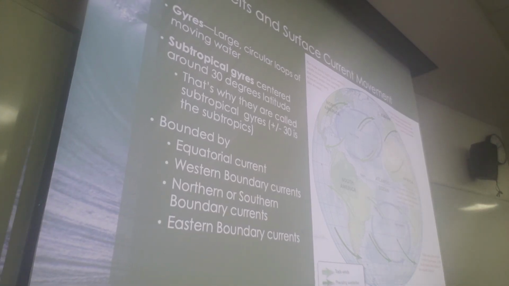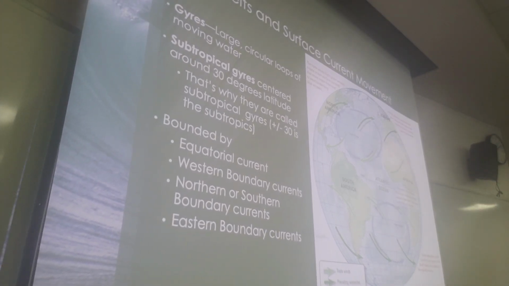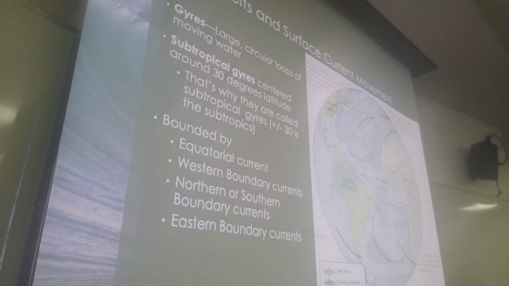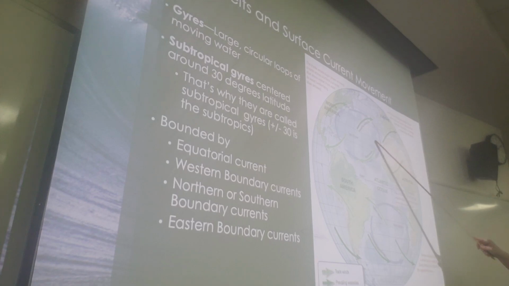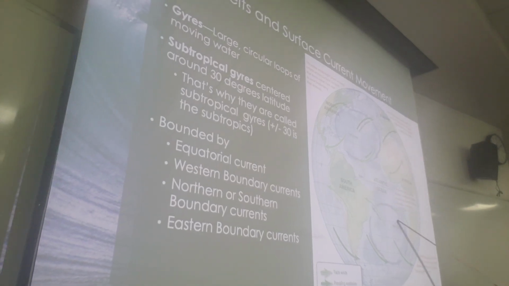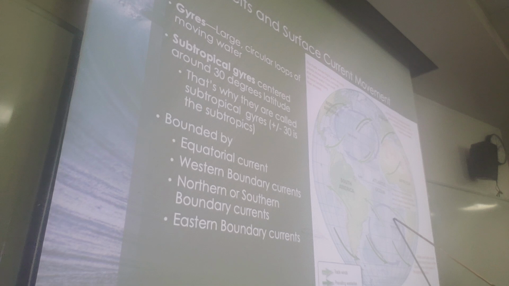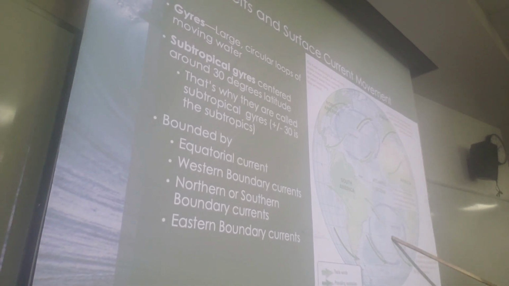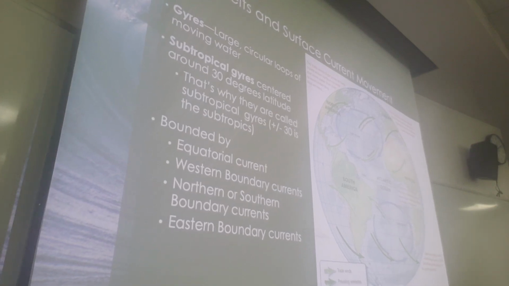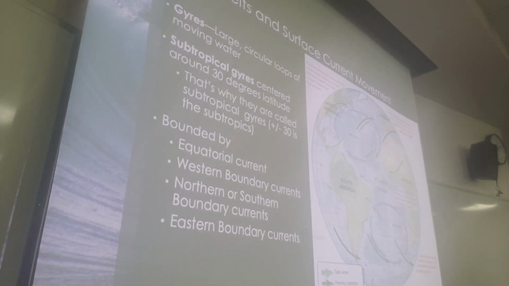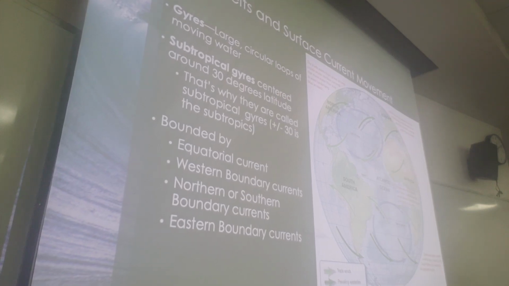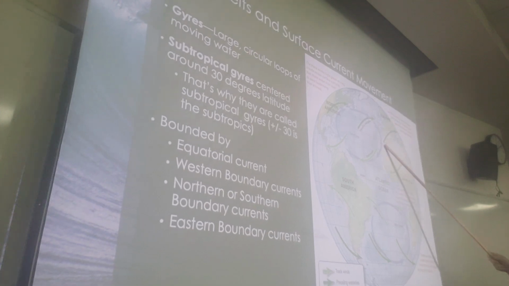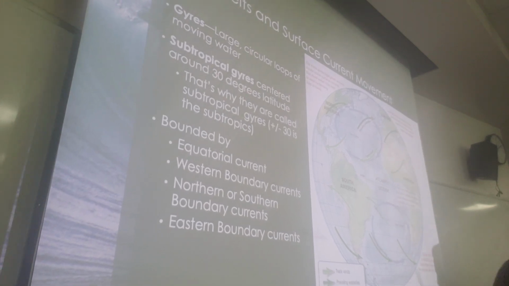A big topic that we spent quite a bit of time on is the gyres, the subtropical gyres. These are circular circulations that are in all the ocean basins. In the northern hemisphere, they rotate clockwise. In the southern hemisphere, they rotate counterclockwise. They're in all ocean basins, so we have a North Atlantic subtropical gyre, South Atlantic, North Pacific, South Pacific, and then Indian. So we have 5 of those subtropical gyres. They're bounded by currents on all 4 sides: a western boundary current, northern boundary current, eastern boundary, and southern boundary.